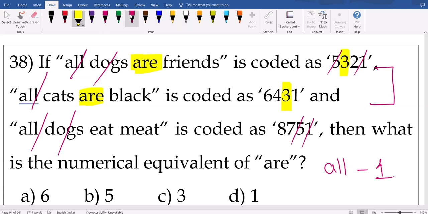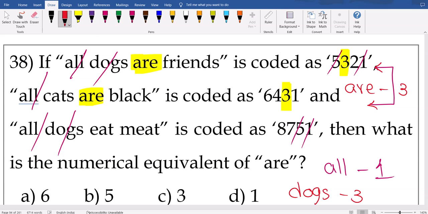"All" is in every word, every sentence, so it is common in all three. First remove "all", the number for that is 1. Throw it out. Then "dogs" is nothing but 5. No need to note down all those cases; it's a waste of time in the exam. Here, for your clarity, you can note them down, but from the exam point of view, noting all those cases is a waste.